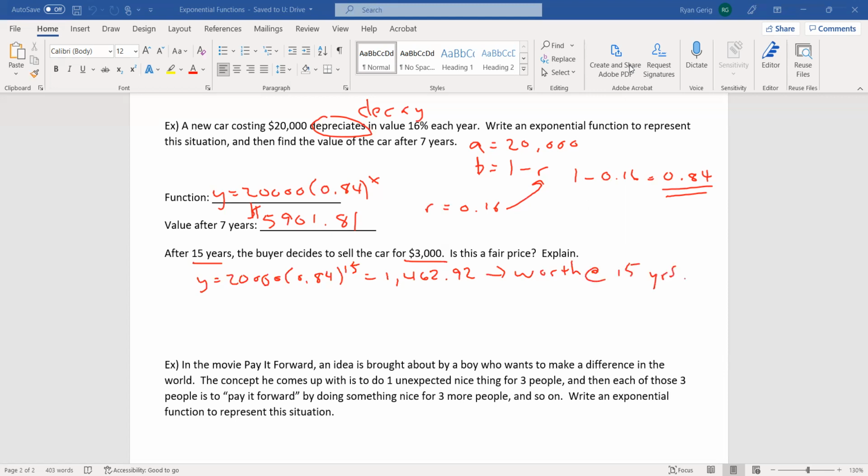Okay. If he's trying to sell it for $3,000, is that fair? Well, probably not. So the answer to this question, is this a fair price? Is probably not. Why? He's asking double what it's worth. Now, it's not really double, right? You know that it's not exactly double, but it's about double. 1462 is really close to 1500. He's asking a little bit more than double what it's worth.